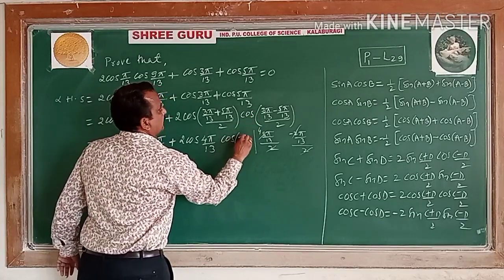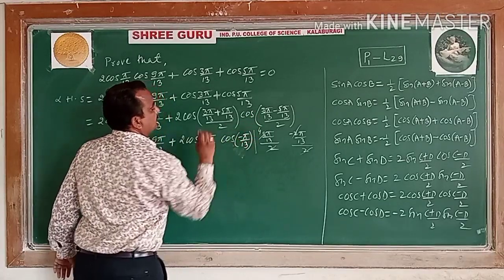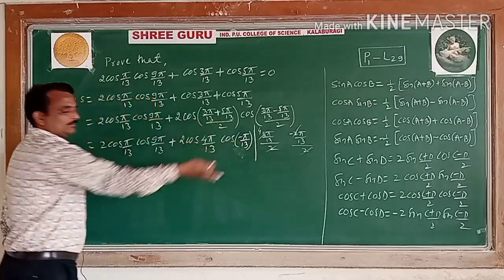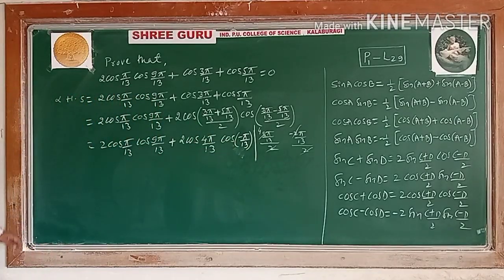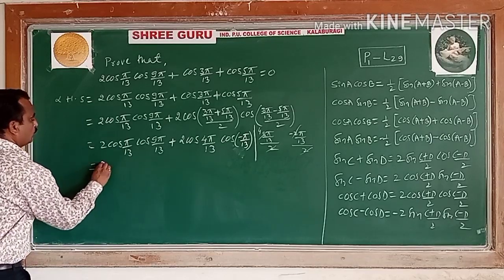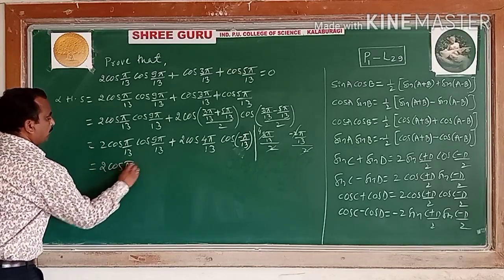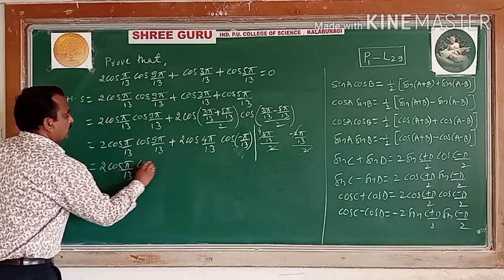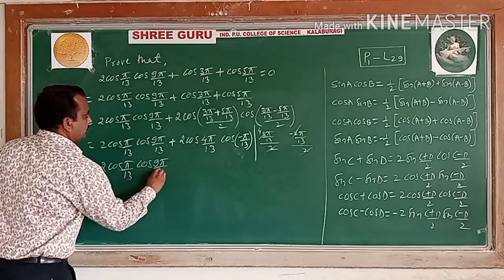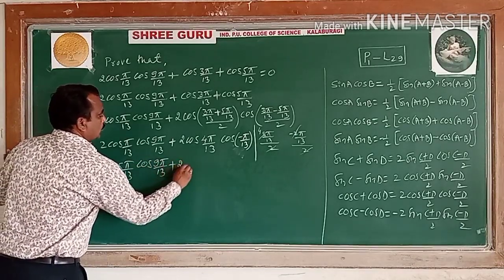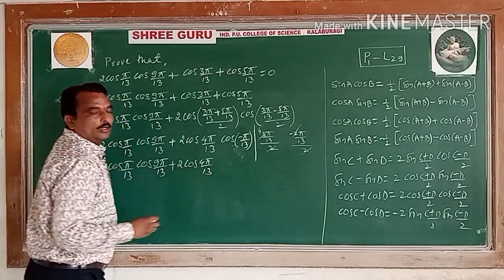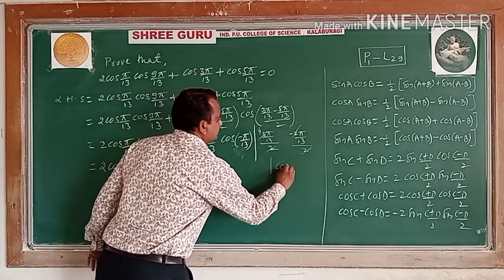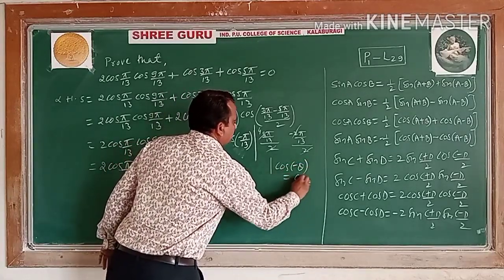Minus pi by 13 remains. That minus of again plus it is. But you should write it minus of pi by 13 in the first step, and in the next step you may write it. So 2 cos pi by 13 cos of 9 pi by 13 plus 2 cos 4 pi by 13. You know very well cos of minus theta is plus cos theta.